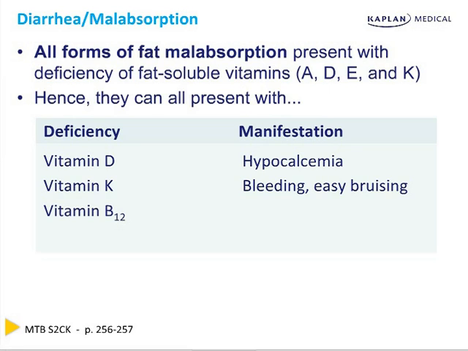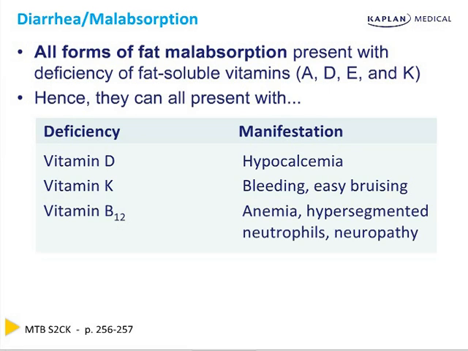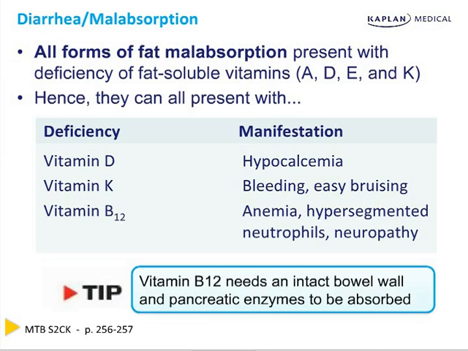Vitamin B12 deficiency will lead to anemia, hypersegmented neutrophils, and neuropathy. Remember, vitamin B12 needs an intact bowel wall and pancreatic enzymes to be absorbed. Patients who are malabsorbing have no intact bowel wall.